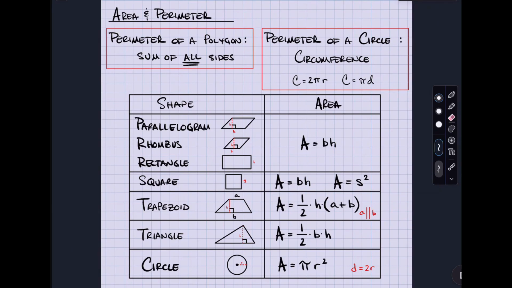If I want to put a pinstripe all the way around the room, then I would talk about the perimeter. And we notice the word perimeter has the word rim in it. So it's the rim of the room, the distance around the room. And the perimeter of a circle is called the circumference. Now, with the circumference, you've got two equations there: 2 pi r or pi d.